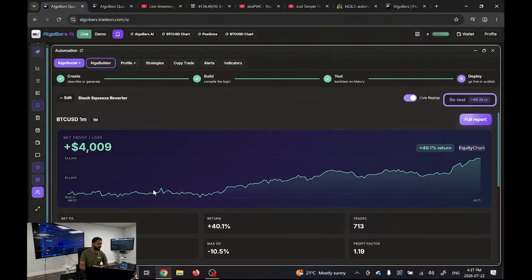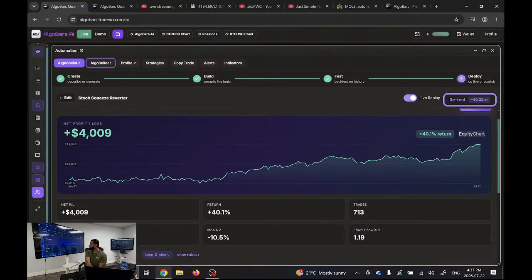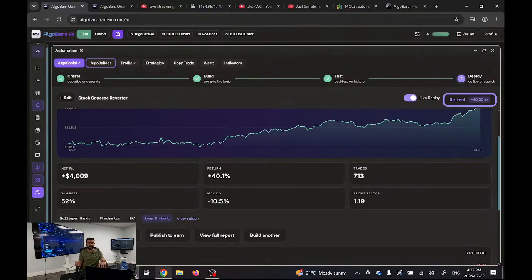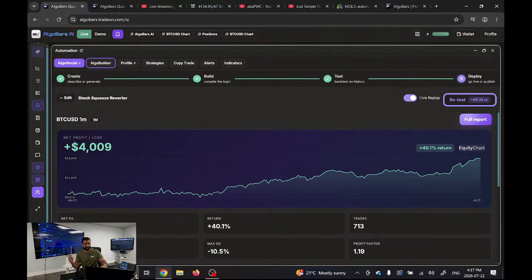All right, guys, there we go. So we just got this strategy in 1 month. It did a 40.1% return, win rate 52%. That's really good. And remember, this isn't calculating the fees, the spreads, the commissions, the swaps, all of those things. That's something that you have to actually factor in.